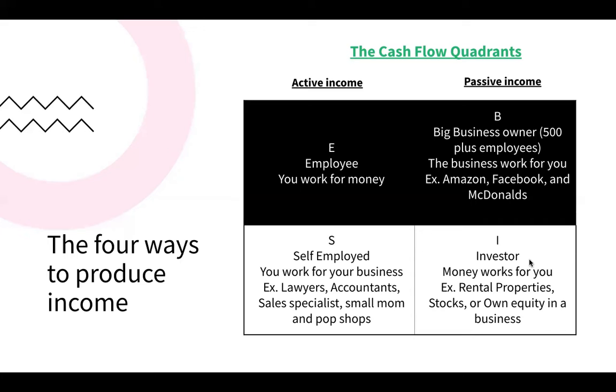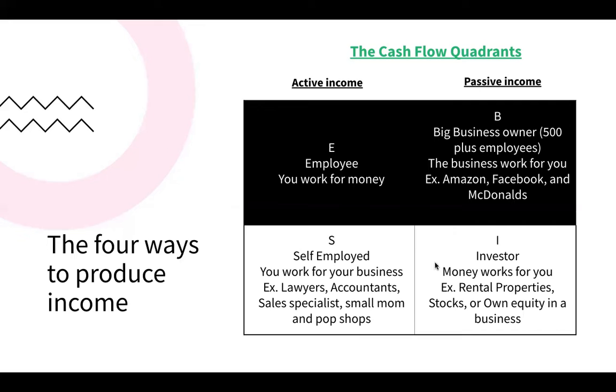Below that, you have the I quadrant, which stands for investor. In this quadrant, your money is working for you. You've invested your money and now those investments are paying you dividends. Examples are rental properties. You're collecting rent from properties that you own. You own dividend stocks, which means that you can get paid dividends from stocks that you own, or you own equity in a business, meaning that you invested in the business at a time where they needed to generate capital. So you were able to invest and now you're making money from the profits that business makes.